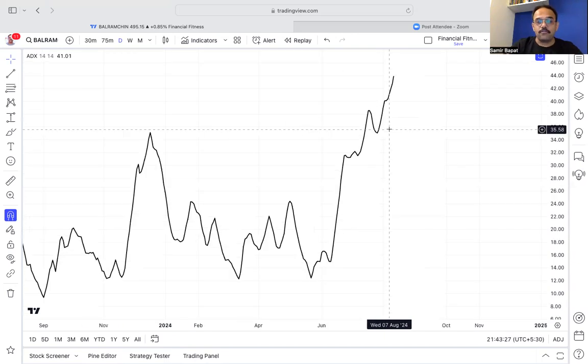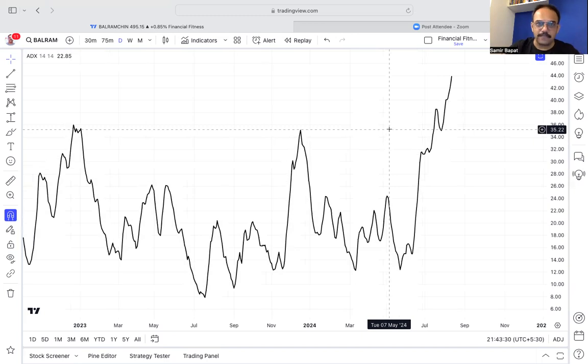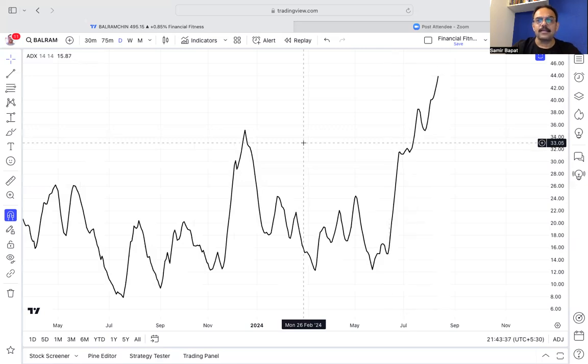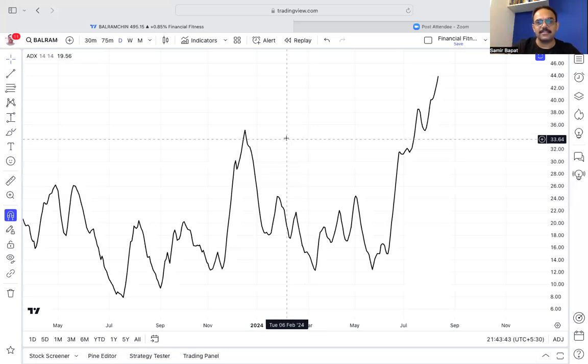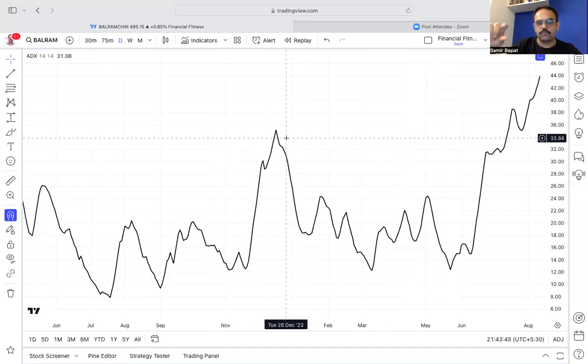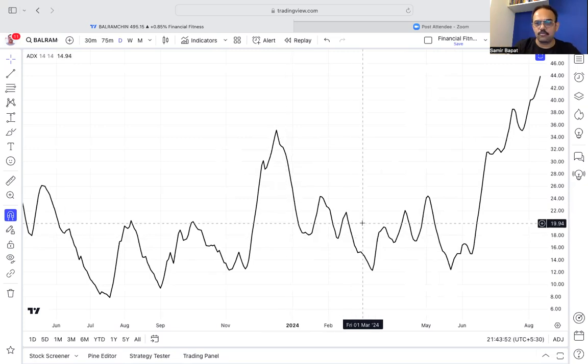Now, what we have to do is, if it falls below 20, the price will start moving sideways. It indicates that the price is going to move sideways. When the ADX falls below 20, the price is going to move sideways.